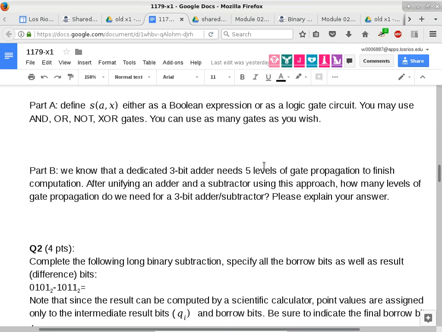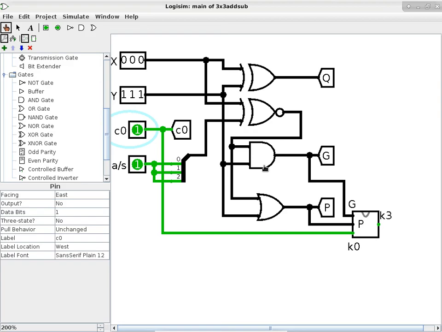To answer the question of how many levels of propagation, I did this earlier in the early lab. And this is also the 3-bit adder, except I didn't get the whole thing done, not yet.